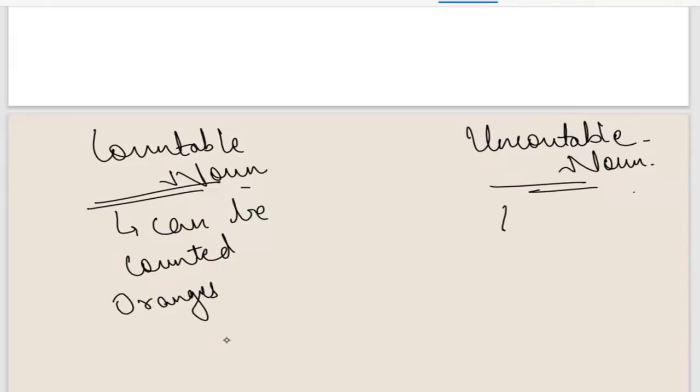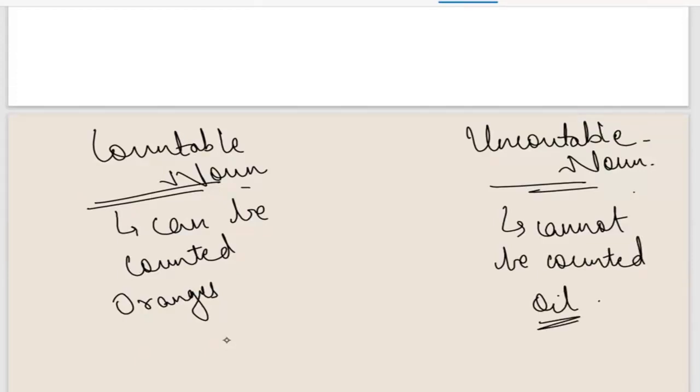Uncountable nouns are the nouns which cannot be counted. Can you count oil in 1, 2, 3, 4 number? You cannot count oil in number. So oil will come under uncountable noun. You cannot count water. So water will come under uncountable noun.